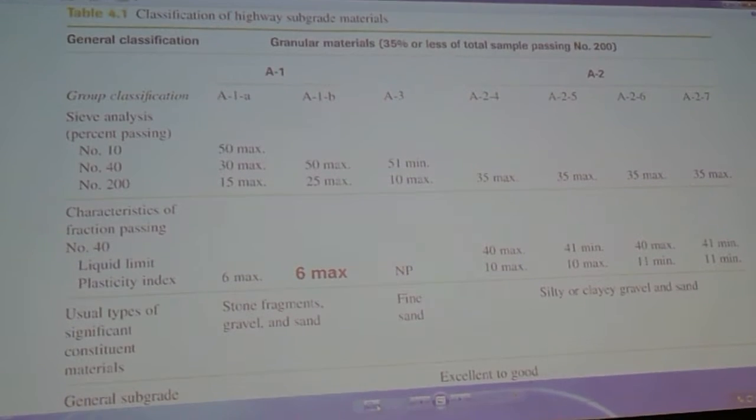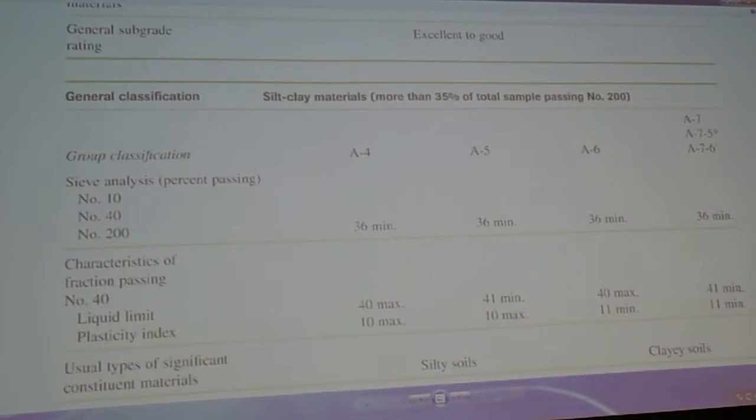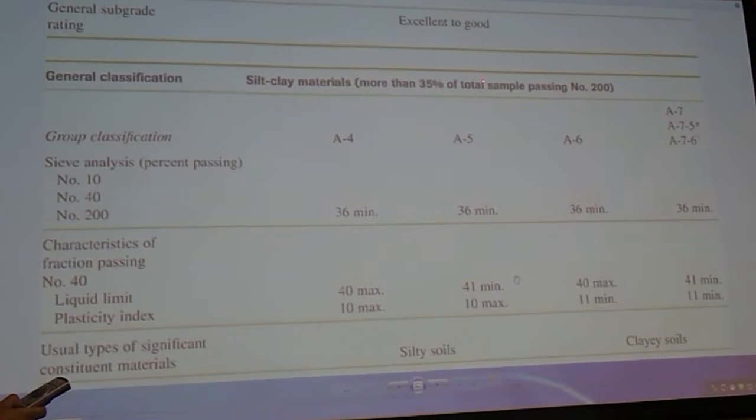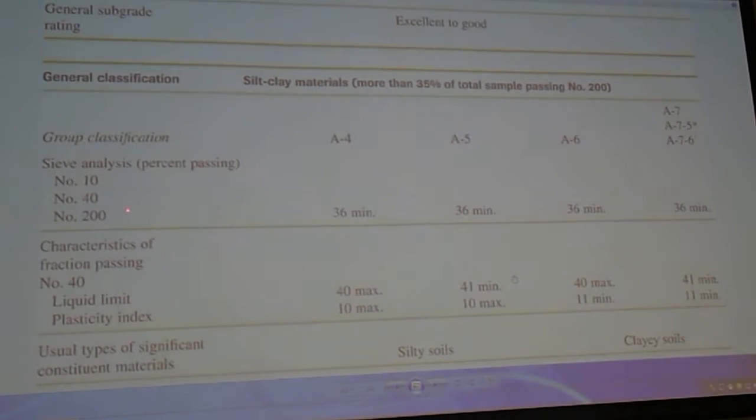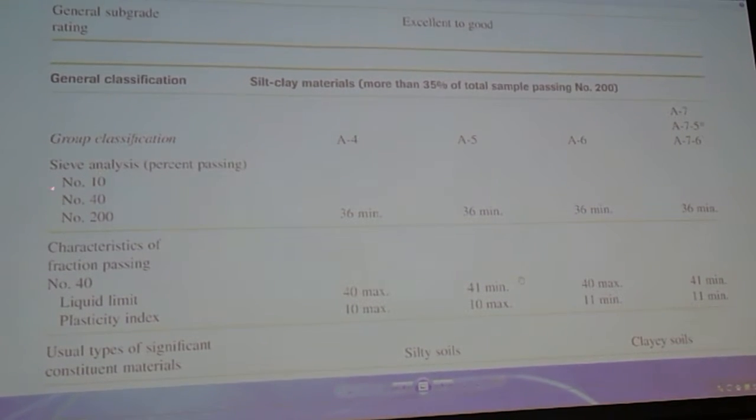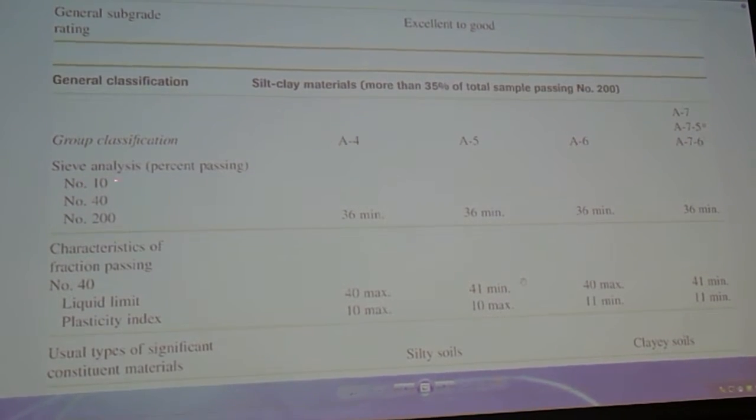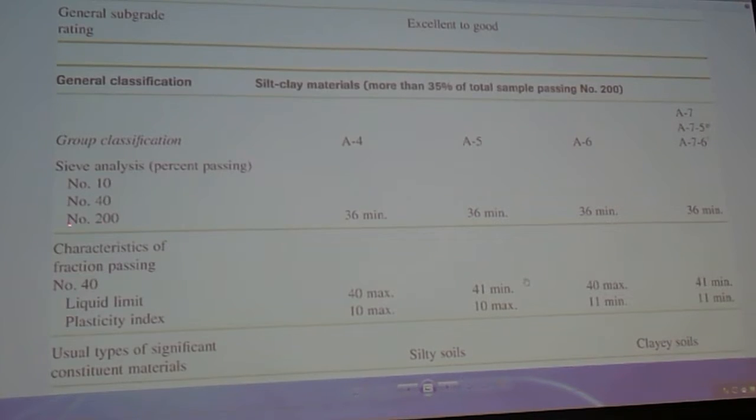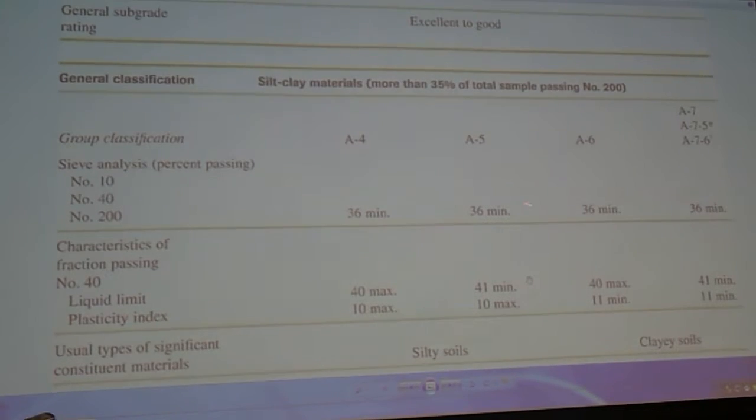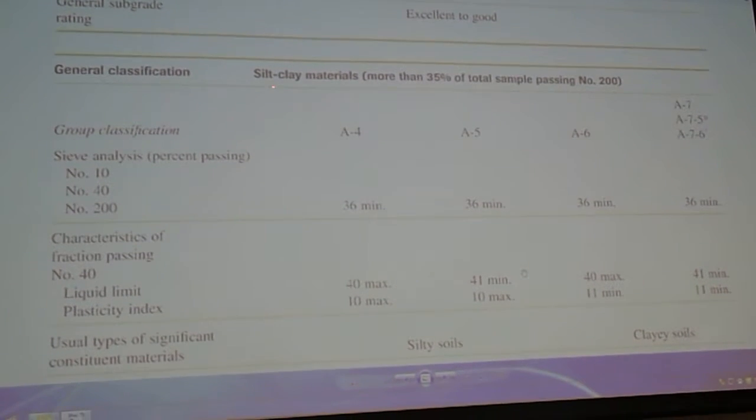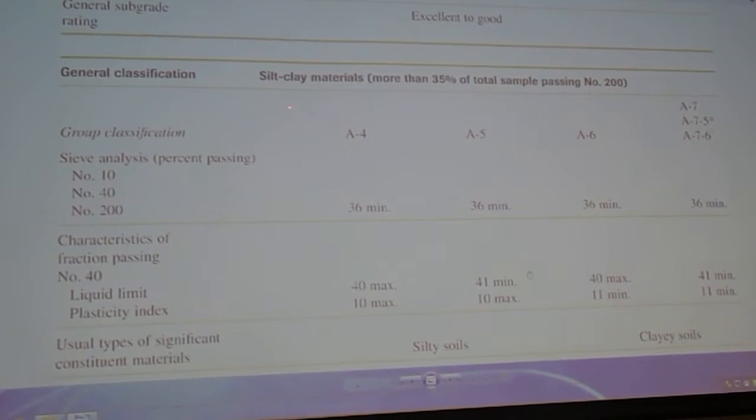In the bottom part of table 4.1 we have silt clay materials that have more than 35% of total sample passing sieve number 200. No more particle size criteria for number 10 sieve, number 40 sieve. We do not have any criteria here. We only have that repeated. It says 36 minimum for groups A4, A5, A6 and A7, silt clay materials which are not really good for building roads.